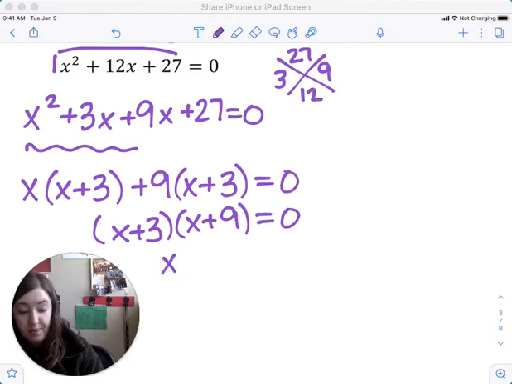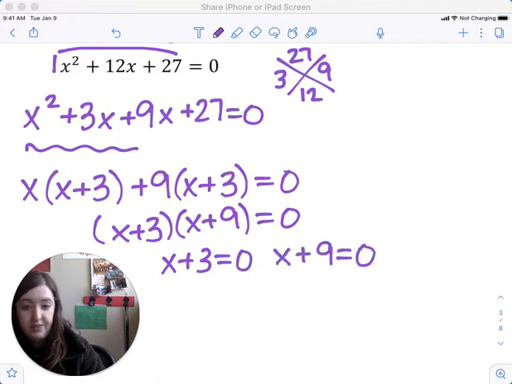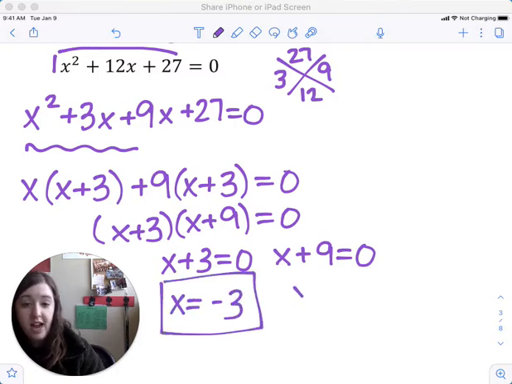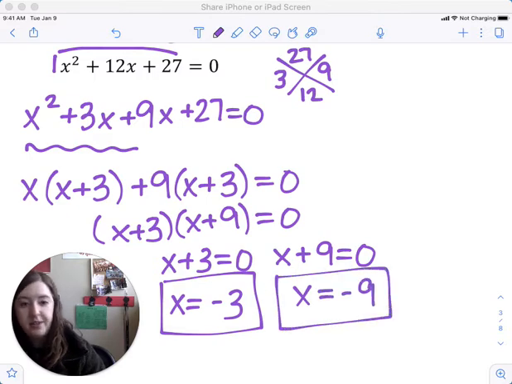Now we'll set both of those equal to 0. So x plus 3 equals 0, x plus 9 equals 0. We'll subtract 3, so x equals negative 3. That's one of my answers. We'll subtract 9, so x equals negative 9. That's my other answer.